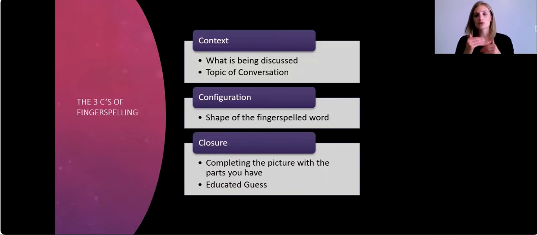They are all a mental process. As soon as you see a topic, you'll start thinking about these things. You'll recognize the shape of a word. And if you're in a conversation, that fingerspelling takes place because you ask someone, what's your name or what's your favorite restaurant? You can start anticipating that there's going to be a fingerspelled word. And these 3 C's, that mental process, will help you get towards, okay, this is what that word was.